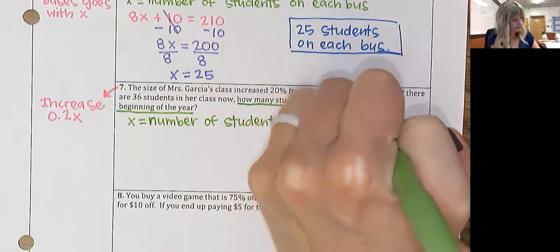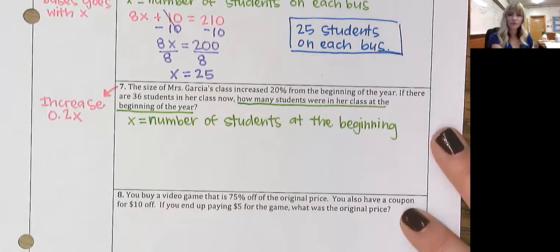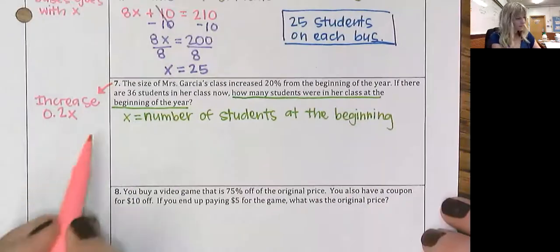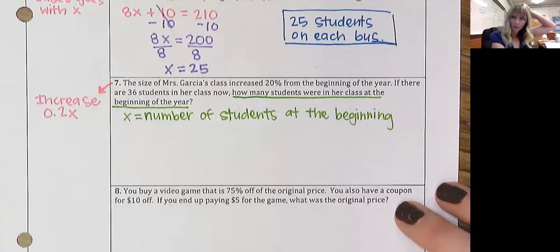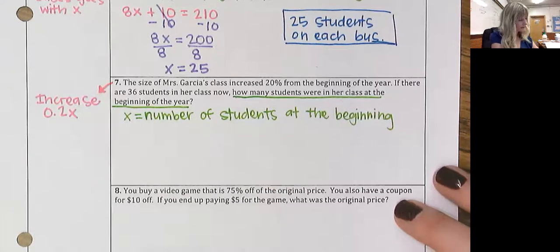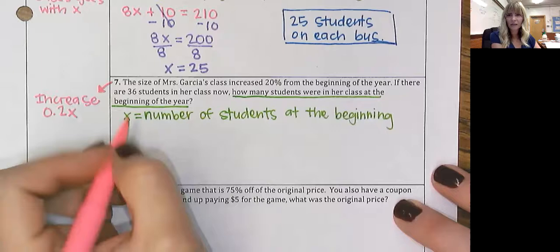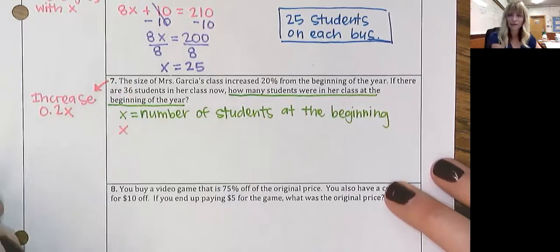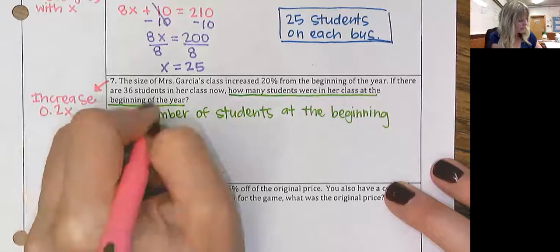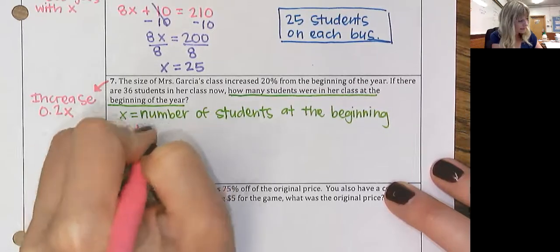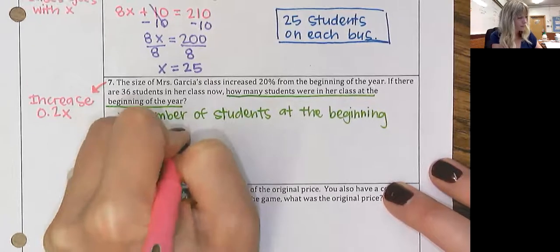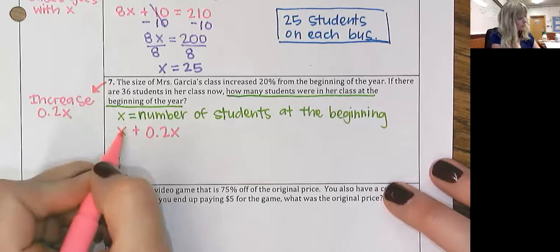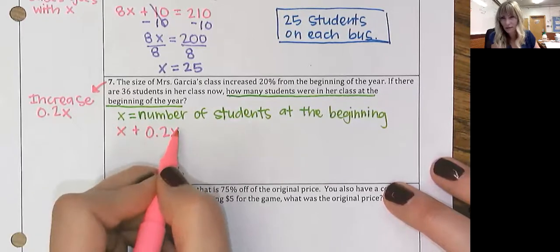There I am assigning a variable: number of students at the beginning of the year. Okay, step number 2. I gave myself a hint over here, increase by 0.2x. To write my equation, I'm going to start with x, which is how many students there were last year, and then I'm going to increase it by 20% of the beginning, not last year, beginning of the year. This is number of students at the beginning plus 20% of the students at the beginning.